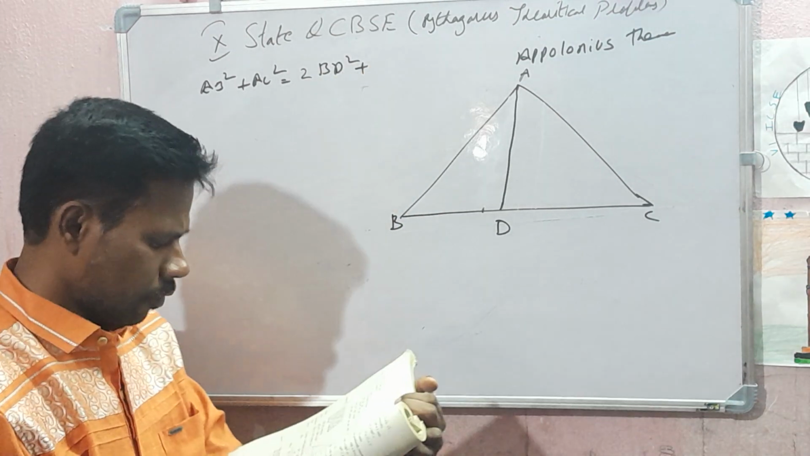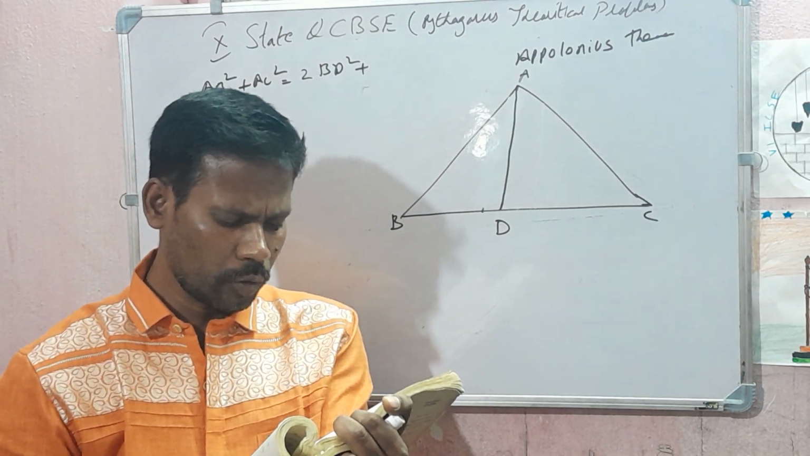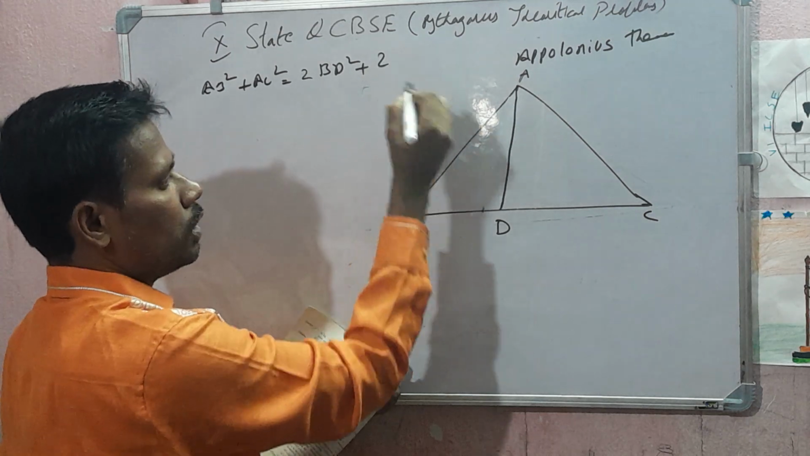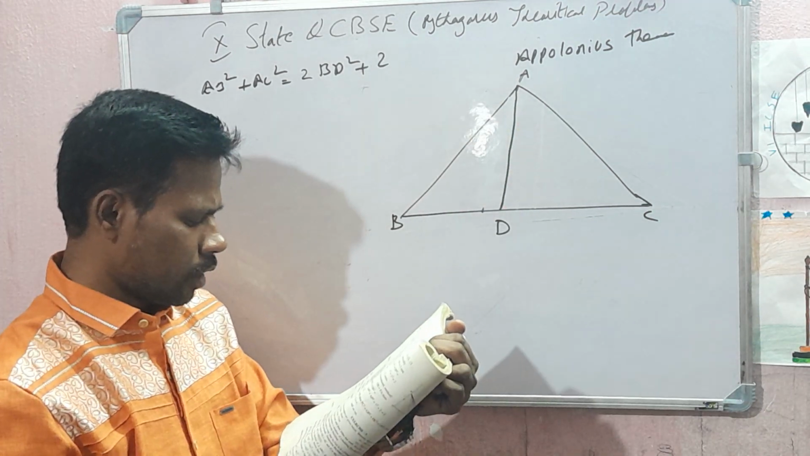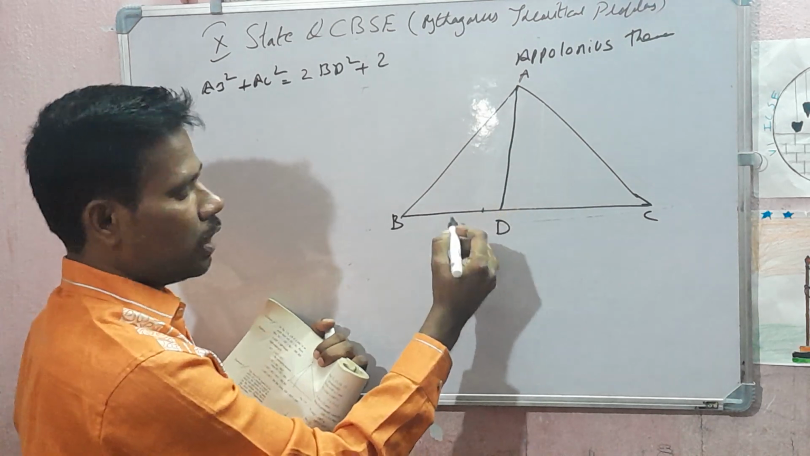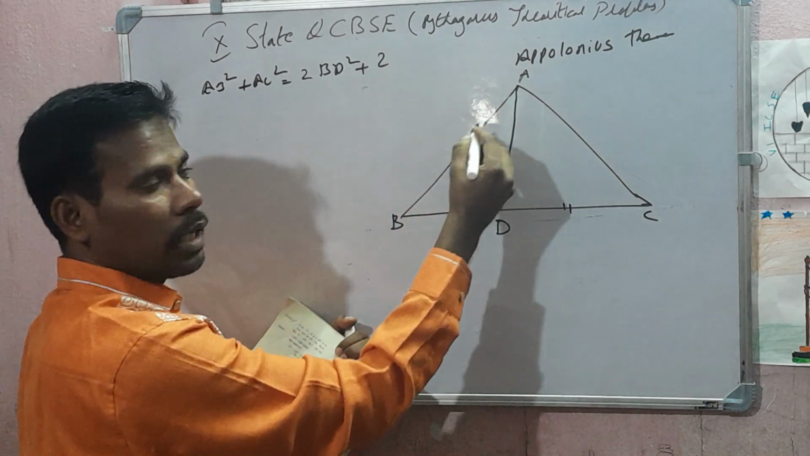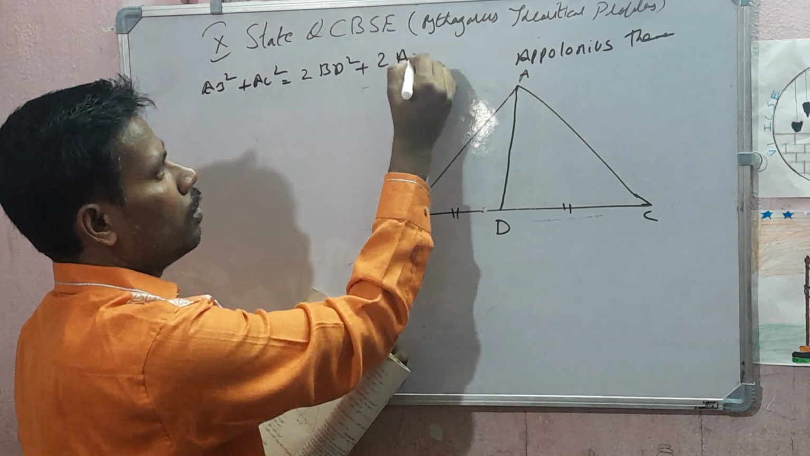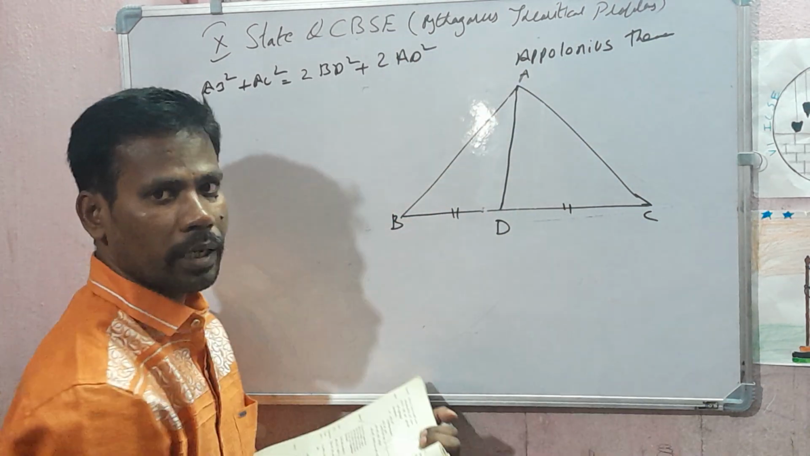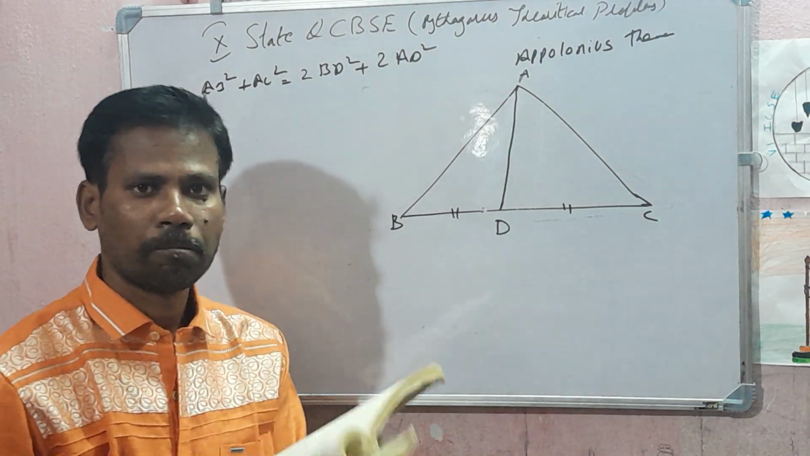plus twice the square on the median. AD is the median, which bisects the third side. Bisects the third side means this BD is equal to DC, right?